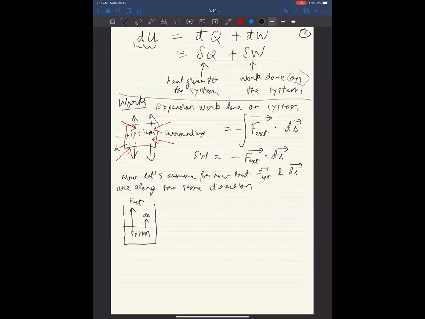So in this case, delta W can be written as minus Fx multiplied by ds, right? We don't have to worry about the vectors because we are thinking about things in the same direction. If the area of this thing is A, this can be written as minus Fx divided by area, multiplied by ds multiplied by area, right? I have done nothing profound. I have just multiplied and divided by area. So can we replace Fx by area with something else? What is force divided by area?